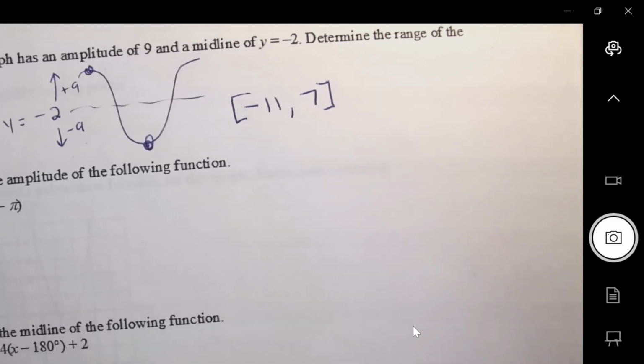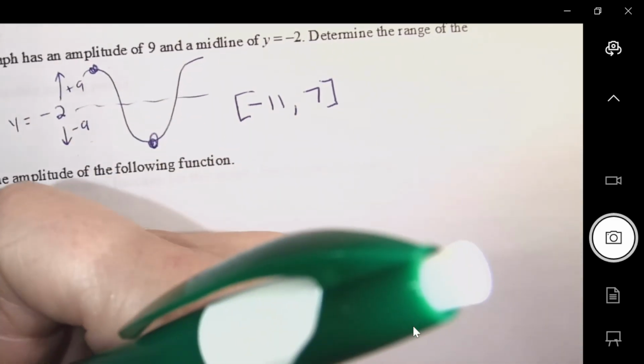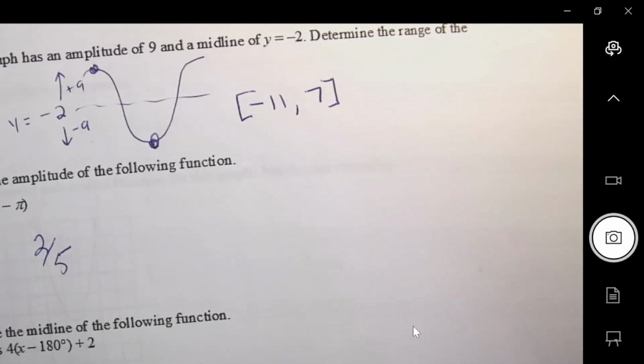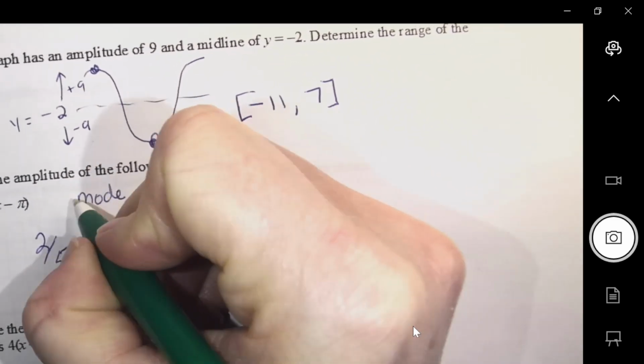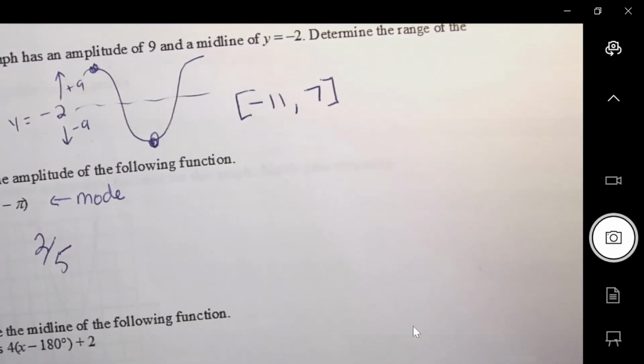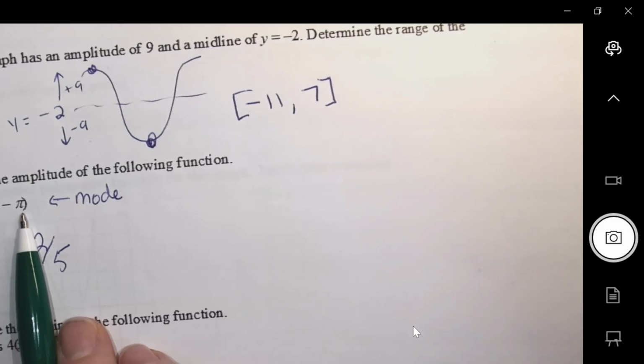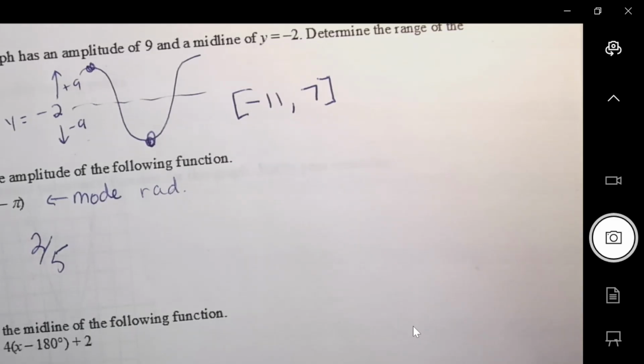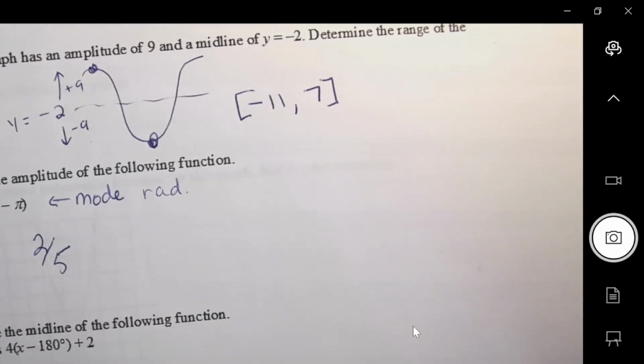Okay, determine the amplitude of this one. So what am I looking at for amplitude? 2/5. That's it. If you forgot and then you wanted to graph it, what mode would you want to be in? What mode would you need to graph this in? Looking at the parts of the equation, this has a pi, so you would want to be in radian mode, and then you can look at the y values, but hopefully you just remember that that's it.